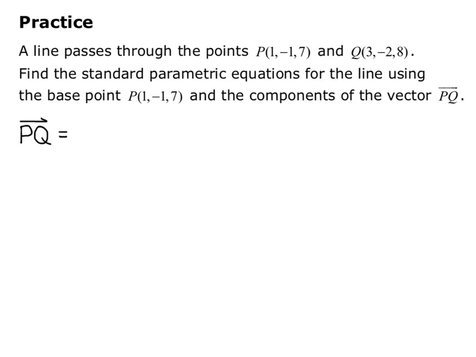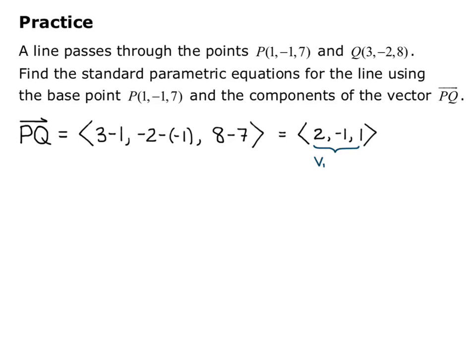So PQ equals terminal point minus initial point. So all of my Q values minus my P values. So 3 minus 1, negative 2 minus negative 1, and 8 minus 7. This gives me 2, negative 1, 1. So there's my direction vector for the line. So that's V1, V2, and V3.